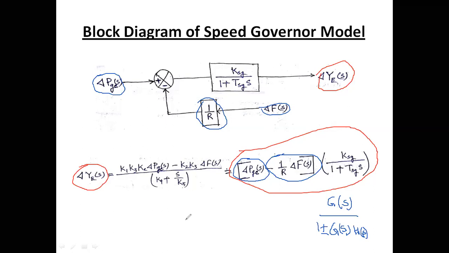Okay. So what will be G(S)? What will be the plant transfer function? That is KSG divided by 1 plus TSG S. So this is your plant transfer function. This is your output del YS, and these are your two inputs. One input is del PGCS, another is from negative feedback, that is minus 1 by R del FS. And then it will go to the plant transfer function.